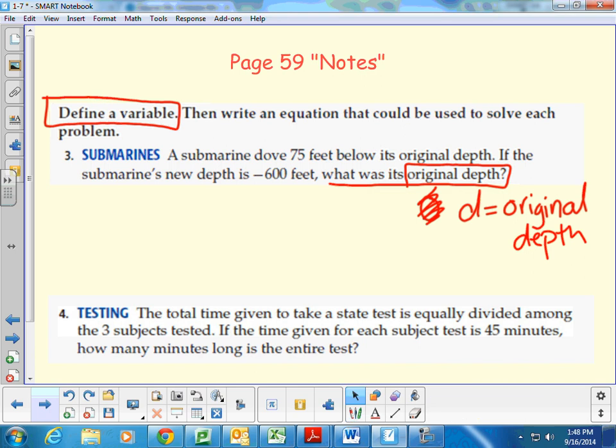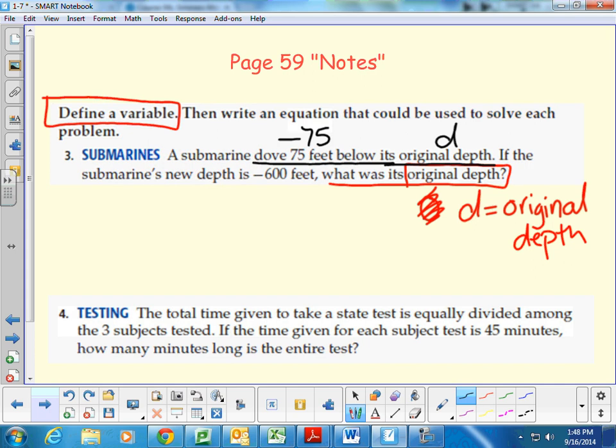What else I notice is that a submarine dove 75 feet below. 75 feet below, that's going down 75. Where did it go down from? Below its original depth, which we know is D. This one I'm going to show that you could write a couple different ways.